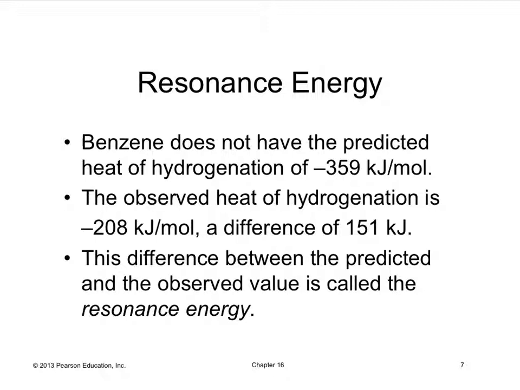So benzene doesn't have the predicted heat of hydrogenation of negative 359 kilojoules per mole. Rather, it has an observed heat of hydrogenation of negative 208 kilojoules per mole, which is a difference of about 151 kilojoules. This difference between the predicted and the observed value is called resonance energy.